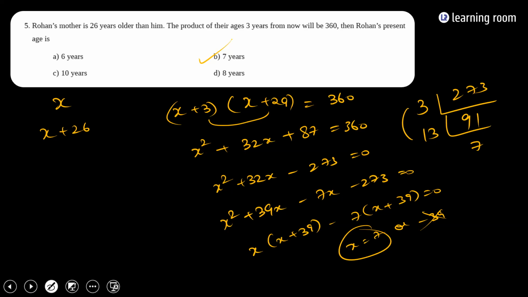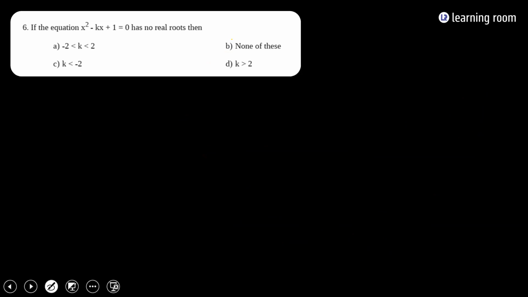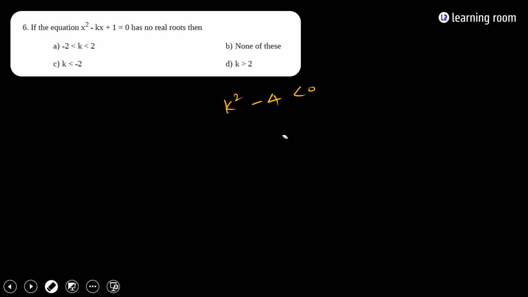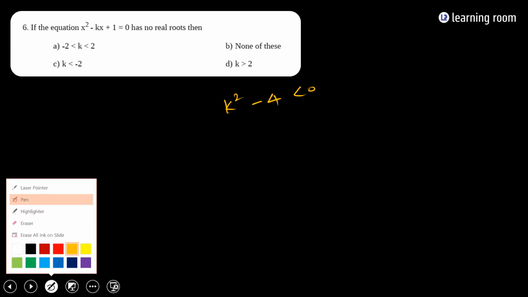Shall I proceed? Yes, sir. So if the quadratic equation has no real roots, discriminant should be less than 0. So k squared minus 4 should be less than 0. So k squared should be, see, how many of you have solved this kind of a problem before? No, sir. Okay, I'll just explain it.